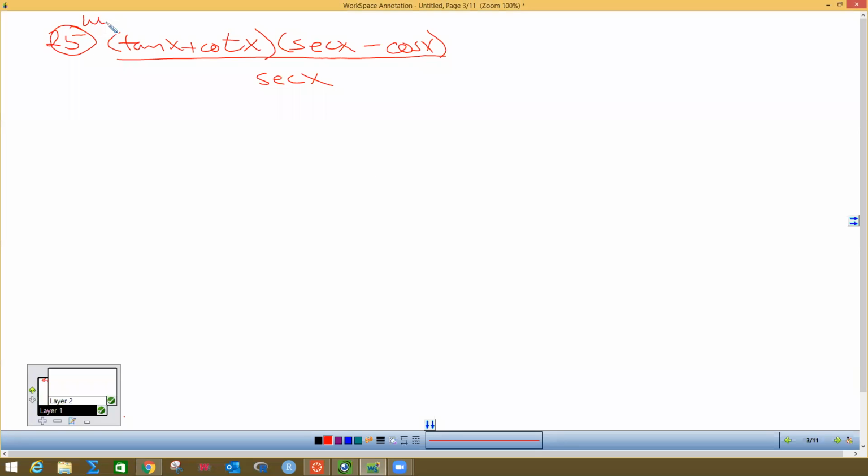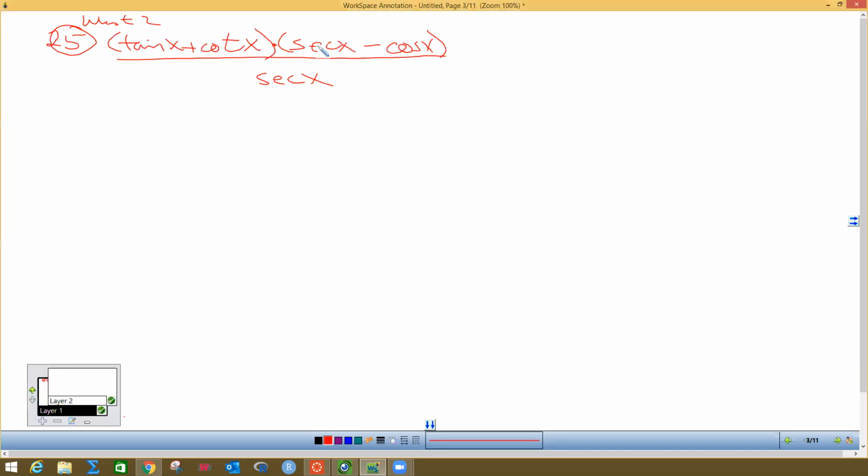All right, so from worksheet number 2, this is number 25. And what I notice is I have a binomial all over a secant. So before I change everything to sine and cosine, which I am going to do, I'm going to multiply these two things by doing FOIL.